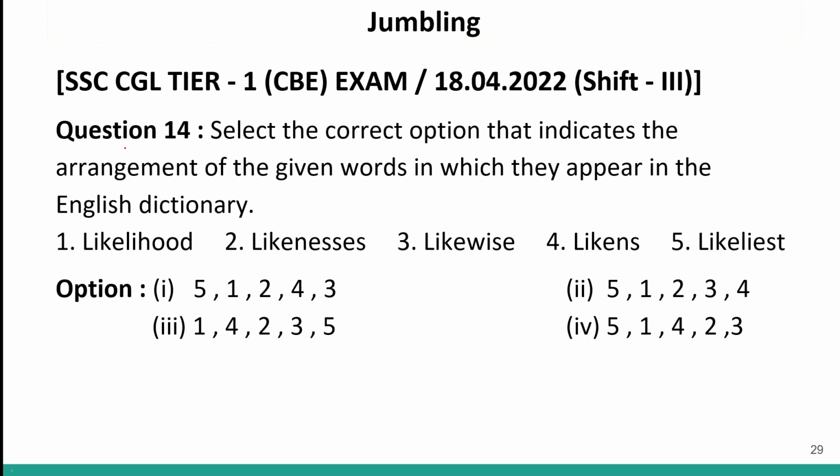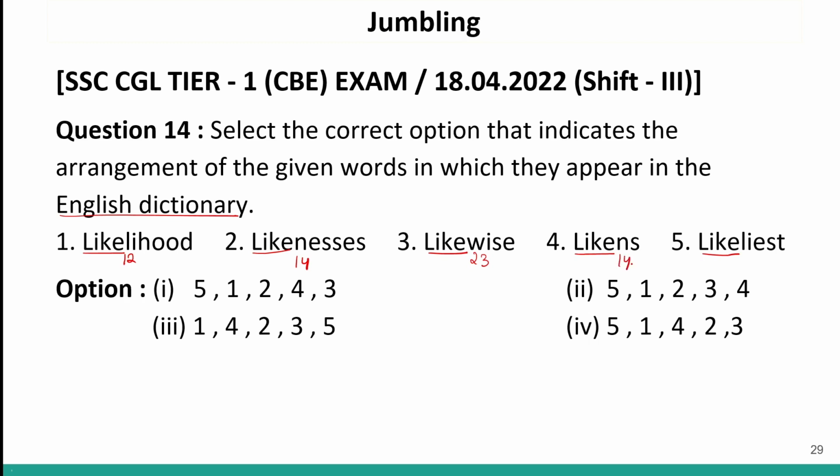Now question number 14, we have to arrange them in English dictionary order. So likelihood, likeliness, likewise, likens and likeliest. So I can see like is common in all. So like is common in all the words. Correct? So we will move to a letter after E. So after E we have L, which is 12th position. N is at 14th position. Similarly, W is at how much? W is at 23rd position.